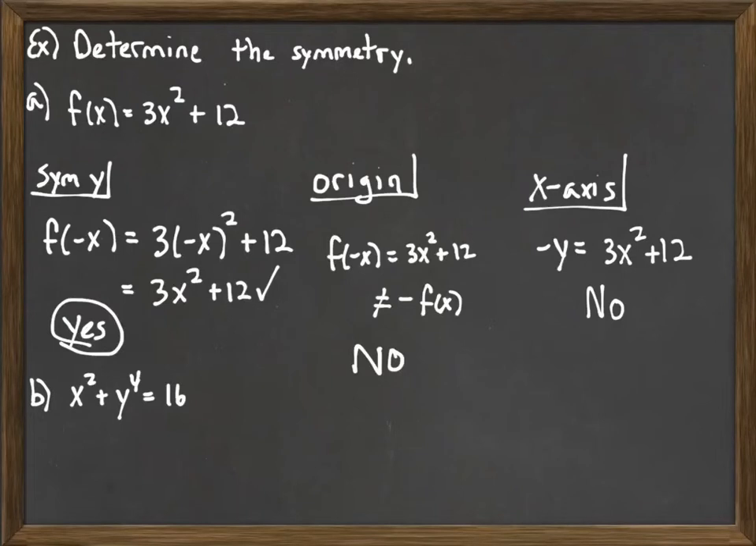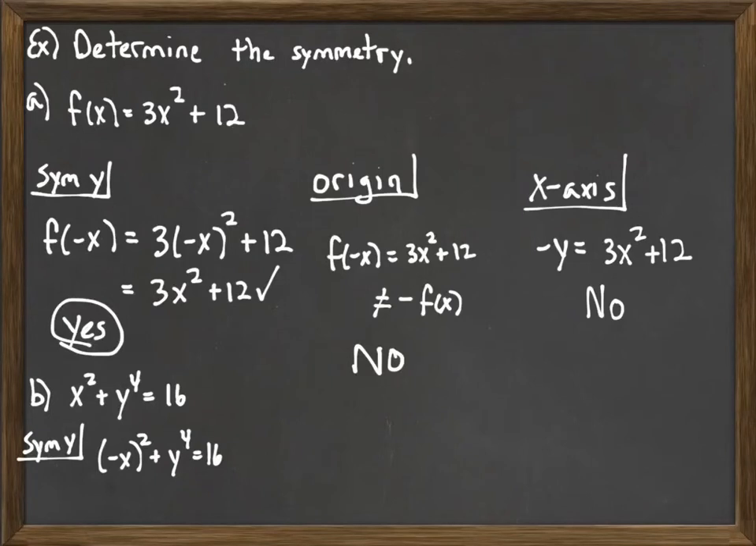And now we move on to our second example, which is not a function. It's not written in function form, at least. X squared plus y to the fourth equals 16. And in here, we want to again test our three symmetries: the y, the origin, and the x-axis. We can do them in any order.